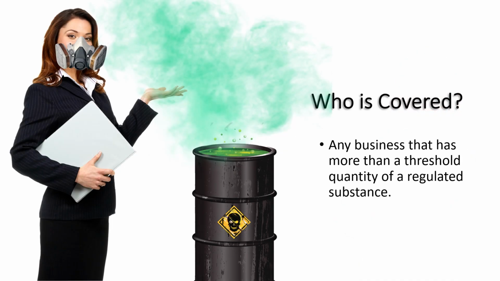Who is covered? Any business that has more than a threshold quantity of a regulated substance in a process is covered. Regulated substances are those chemicals that are either on the federal list, which is Title 40 of the Code of Federal Regulations, Subsection 68.130, or the state list, which is Title 22 of the California Code of Regulations, Subsection 2770.5.